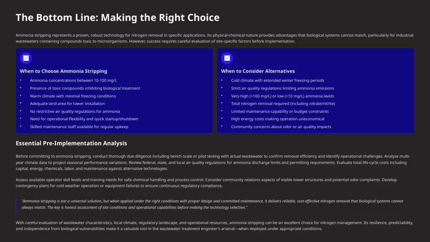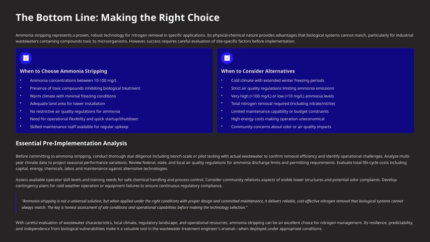Assessing the skill level of operators and their training needs for safe chemical handling and process control is another key step. We should also consider community relations, especially since the towers are visible and could generate odor complaints. Developing contingency plans for cold weather operation or equipment failures ensures we stay compliant and maintain reliable treatment.